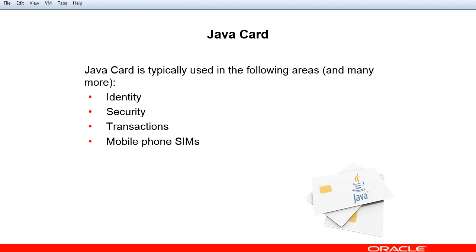Java Card is typically used for securing sensitive information that you'd normally find on a smart card, and these examples are only a small sampling of the power of Java Card. It can be used for things like identity, security, transactions, and mobile phone SIMs.